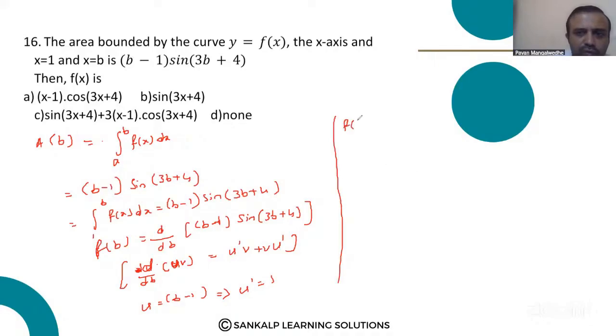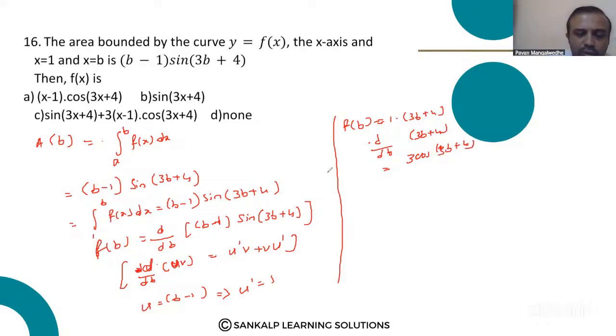So f'(b) is 1 into 3b plus 4 into d by db of 3b plus 4, which is equal to 3 cos of 3b plus 4.